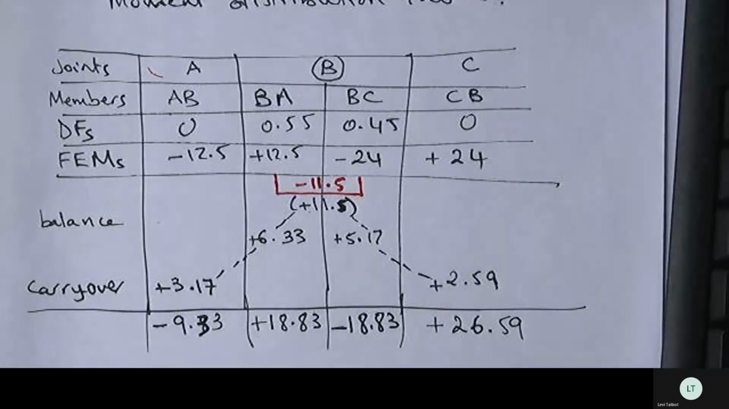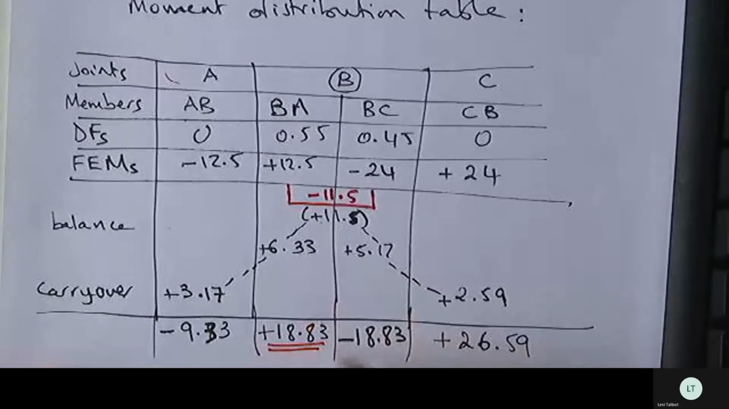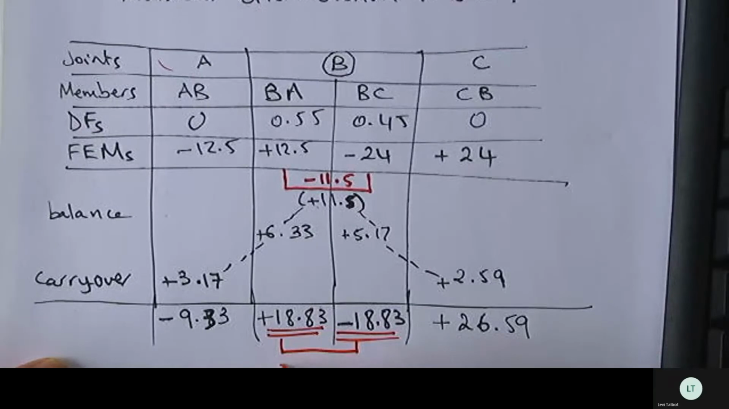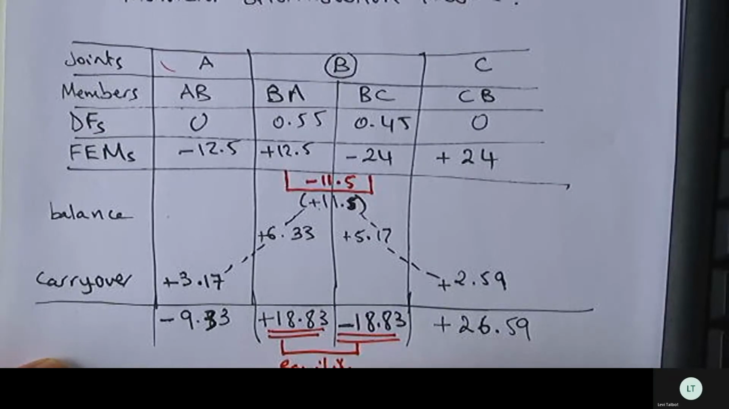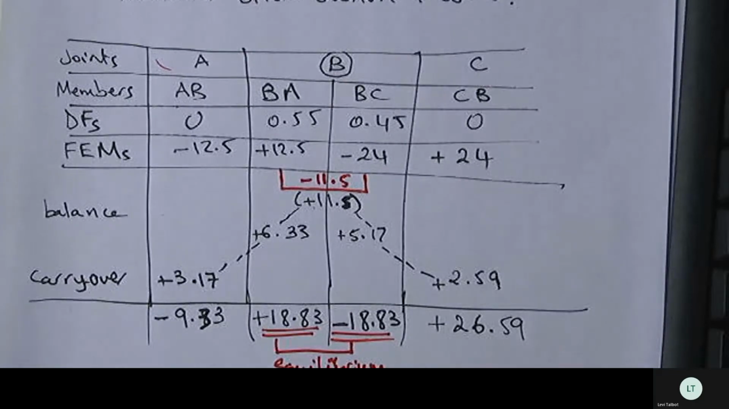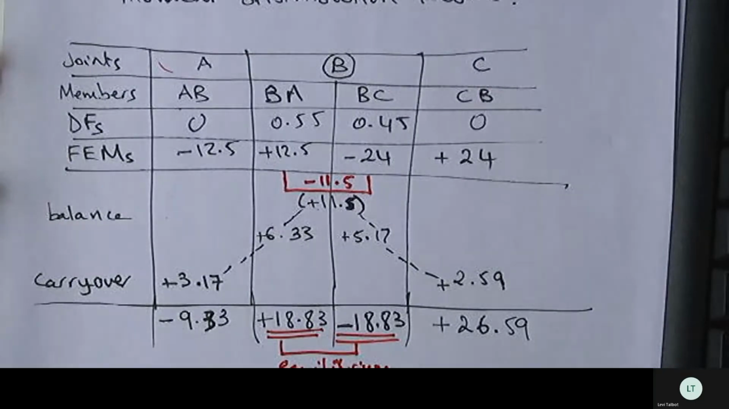What do you notice here? Balanced, because remember that was the whole purpose, was actually to get the joint at B balanced. And you can see here that the moment left and right of B are equal and opposite. So now we have got equilibrium here. In other words, joint B is now balanced. So we have achieved the objective, right?